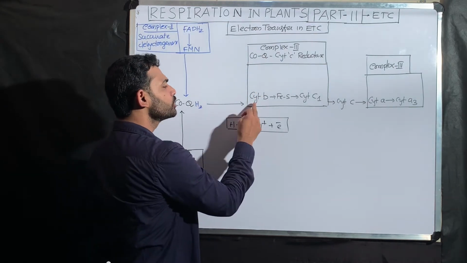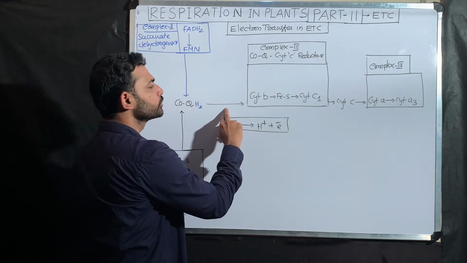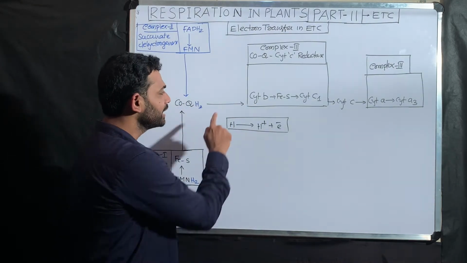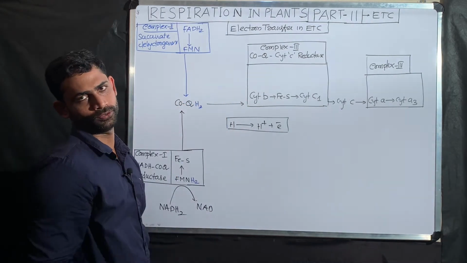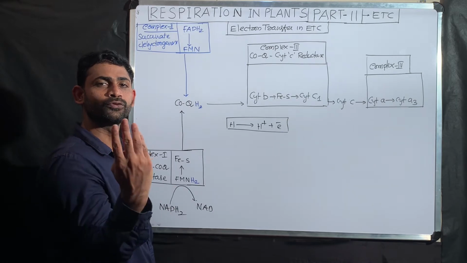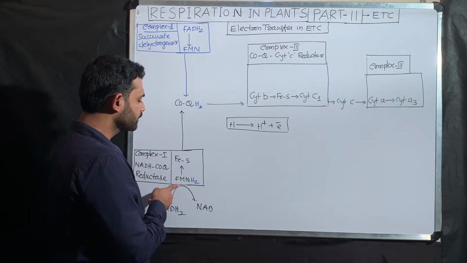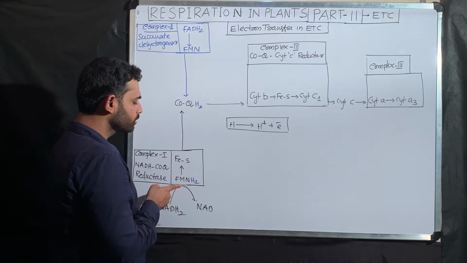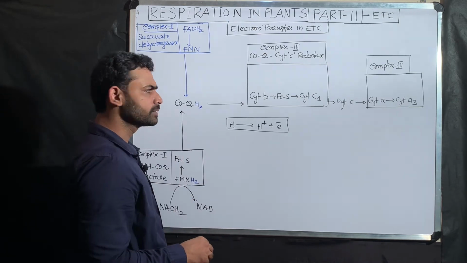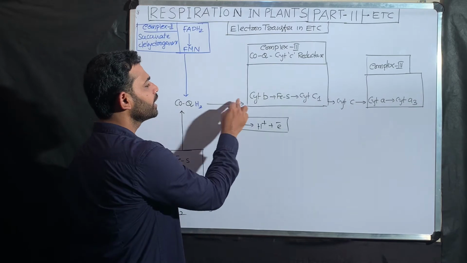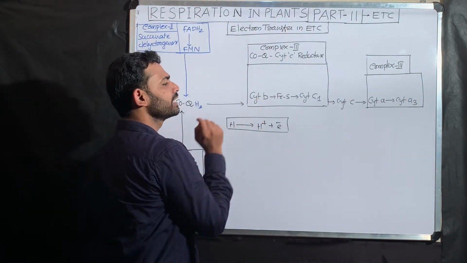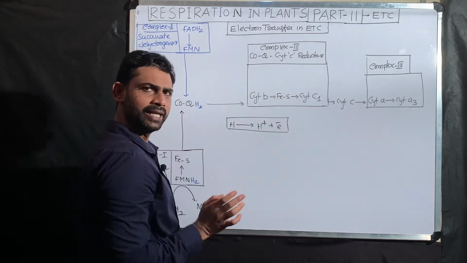So while CoQ is donating the 2 electrons to the cytochrome B, there is a loss of 2 protons. So in total, how many protons are missing till now? There are 4 protons. 2 protons are missing when the electrons move from FMNH2 to the iron sulfur protein, and 2 more protons are missing when the CoQ is donating electrons to the cytochrome B. All of these occur in complex 3 itself.